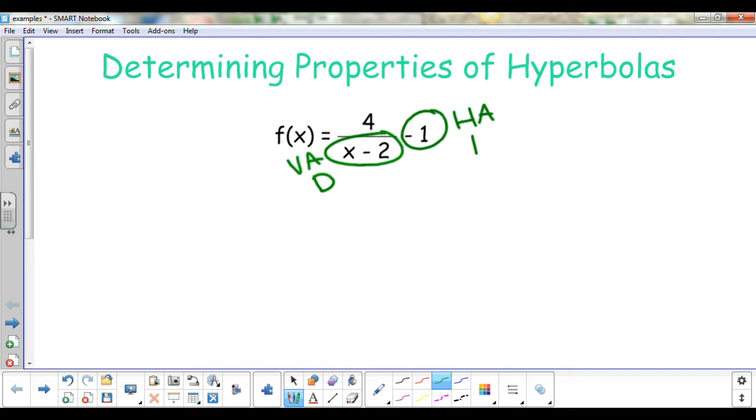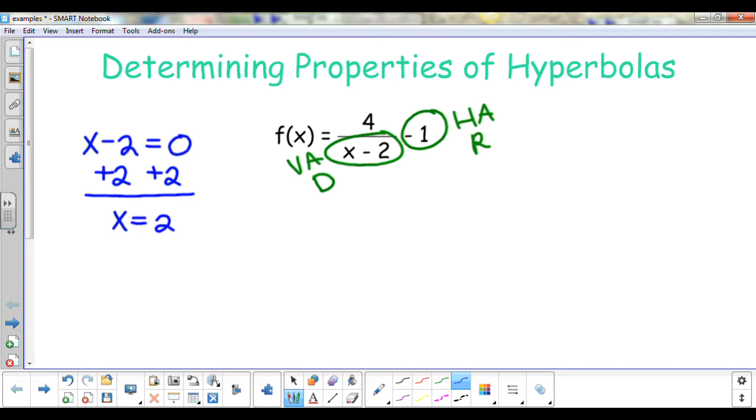So what we need to do to find the vertical asymptote is to solve x minus 2 equal to 0. I would add 2 to both sides, and x is going to equal a positive 2. So I'm going to have a vertical asymptote at x equals 2.